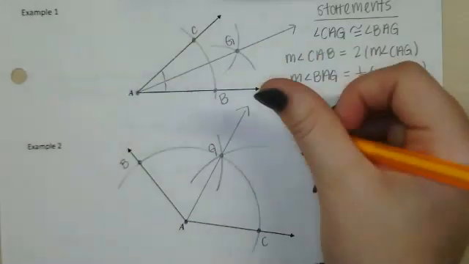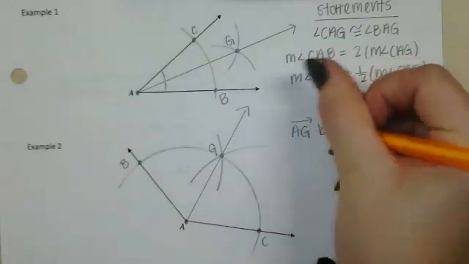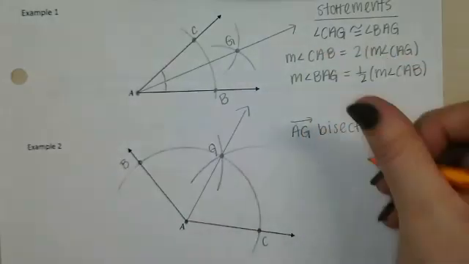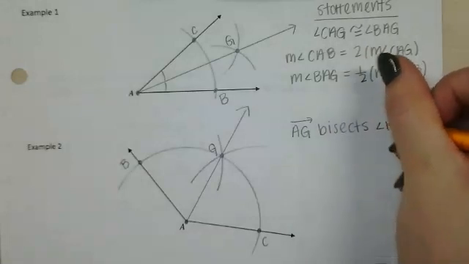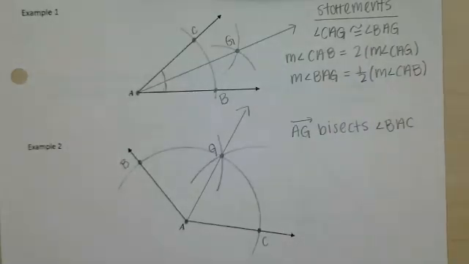So this ray that we just created, AG, bisects the entire angle, BAC. Or CAB, whichever way you prefer to write it.